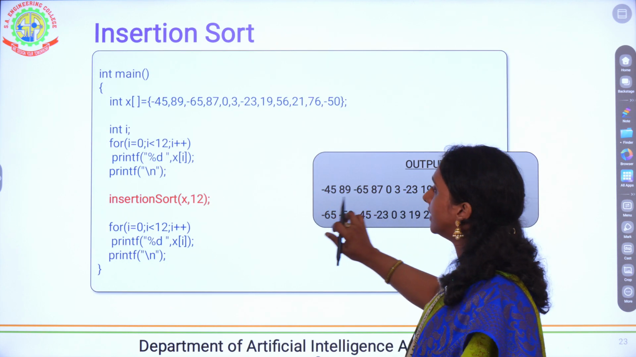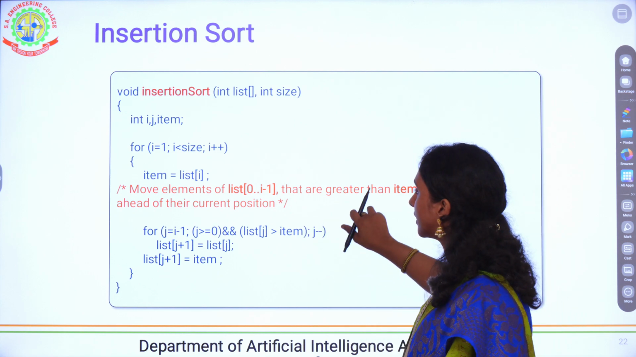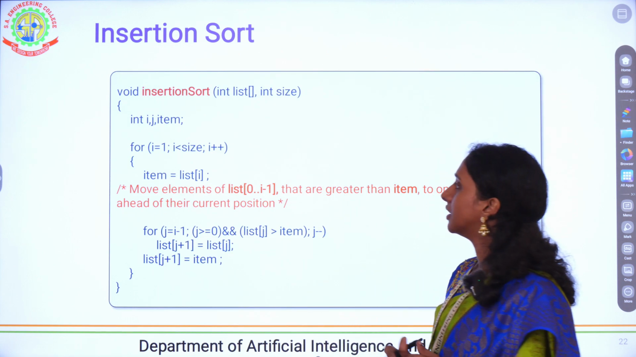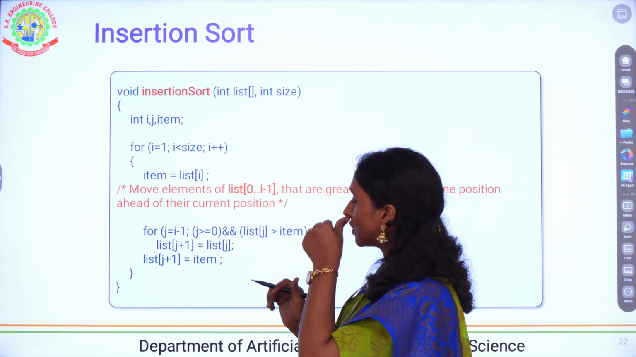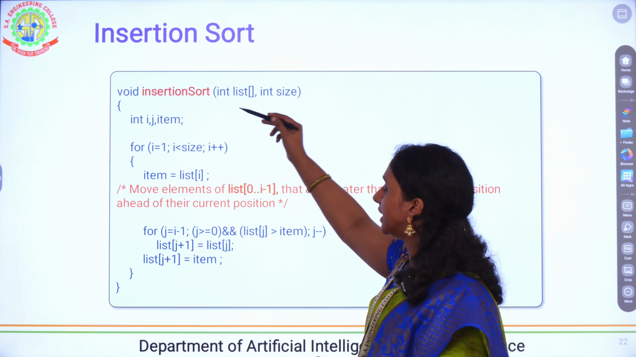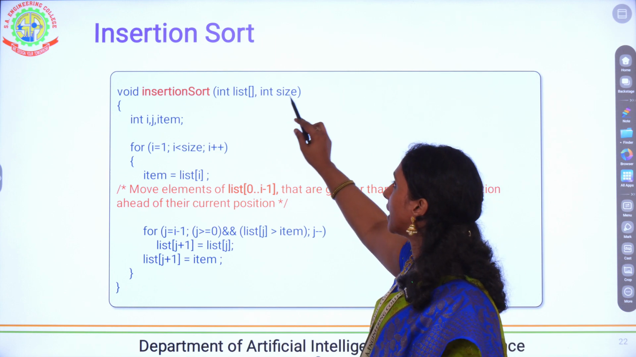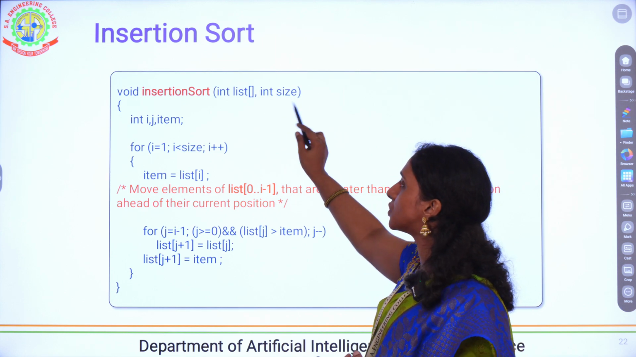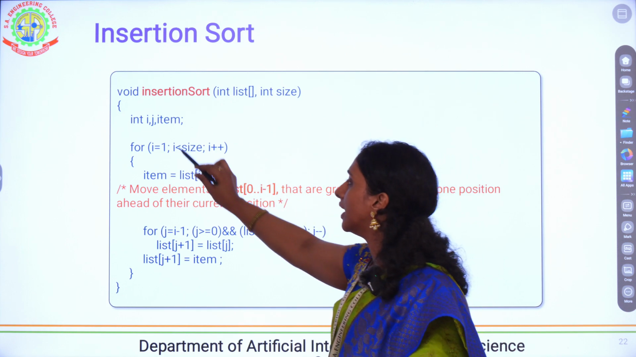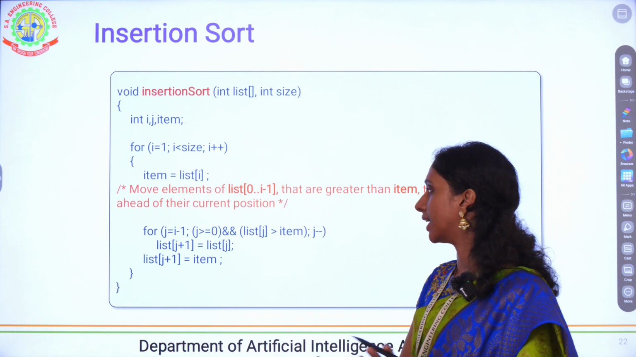So let us see the simple code for insertion sort. Here, void insertion sort, where we are writing a program for insertion sort, we are sending the list as a parameter and the size of the array. These two will be the parameters of this insertion sort function. Here i, j, item are the 3 integer variables we are taking.